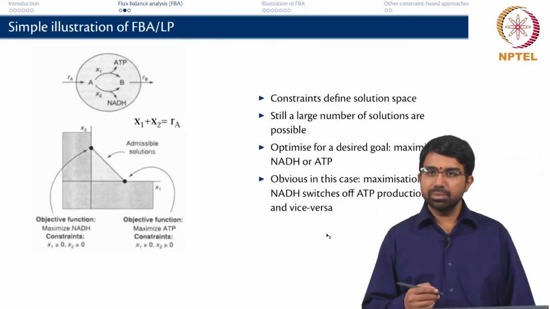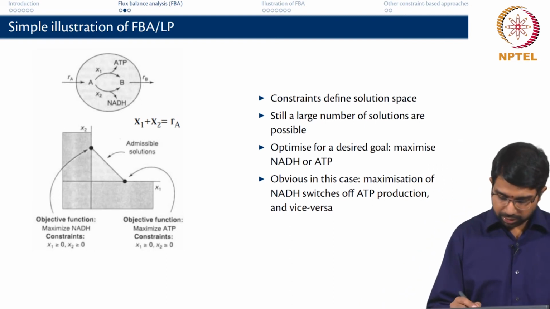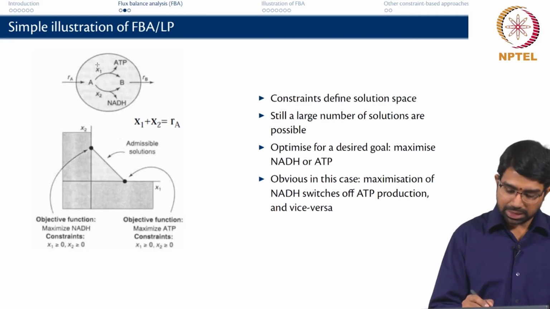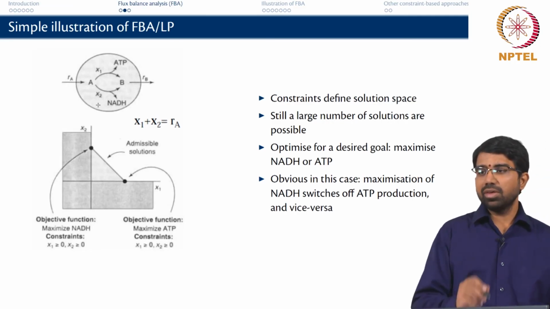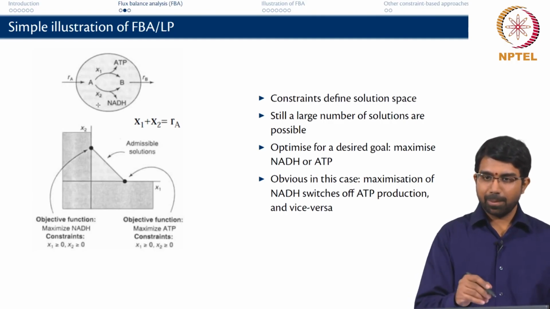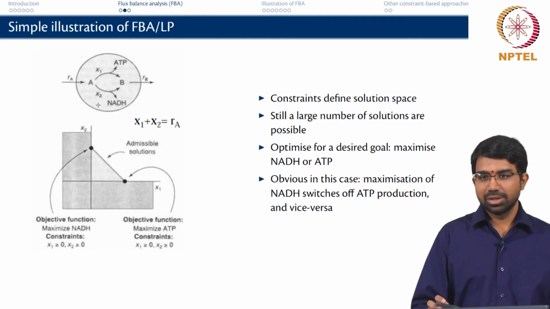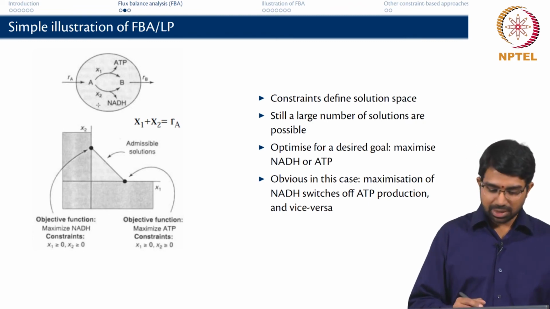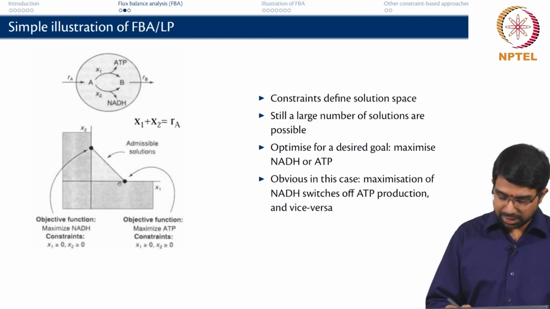So, let us look at a very simple example, right. Here you have a reaction coming in like this, A giving B plus ATP, A giving NADH plus B in this direction. It is not exactly balanced in that sense, but you can imagine that RA is equal to RB equals x1 plus x2. This is again very similar to something that you have studied in school, this kind of a circuit diagram which splits across Kirchhoff's law. Kirchhoff's law is basically charge balance, here we have mass balance, it is essentially the very same thing. So, here you have constraints, I say x1 greater than 0, x2 greater than 0 and x1 plus x2 equals RA.